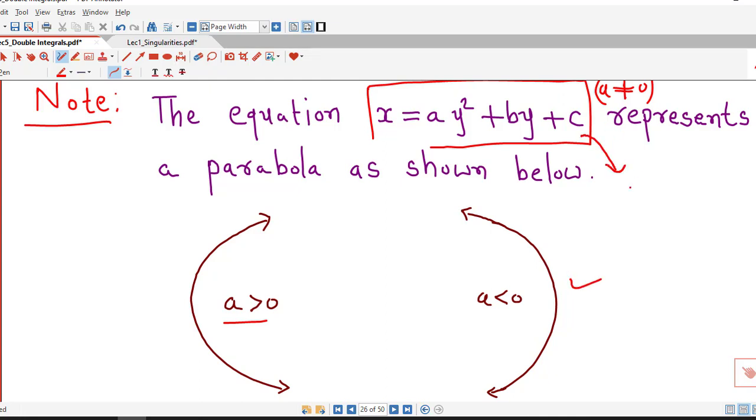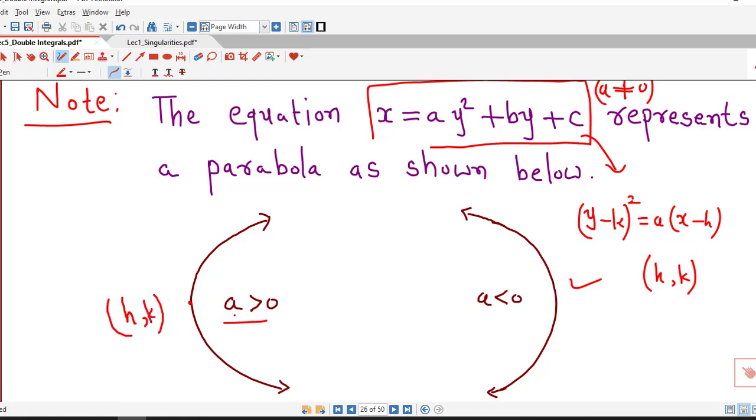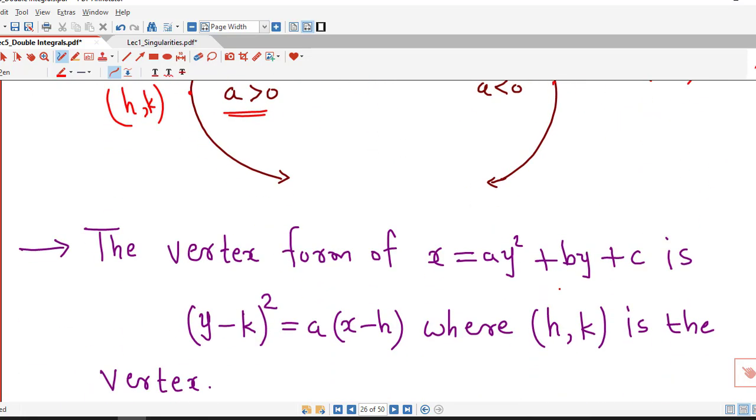We can rewrite this parabola in the vertex form also: y minus k whole square equal to some constant times x minus h. So here the vertex of this parabola is (h, k). This point is (h, k), and if a is positive, we have this shape. For a negative, we have this shape. So this is the vertex form of a parabola in which we have the square of variable y and x has degree 1.